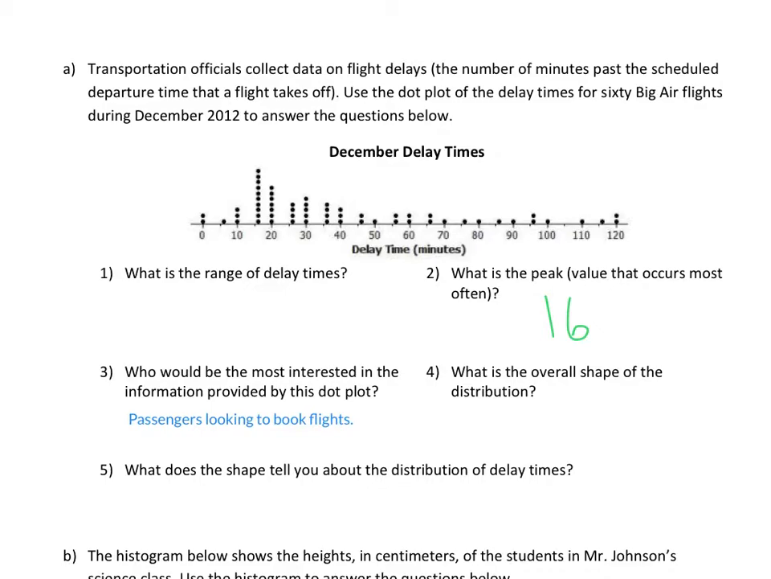And the overall shape. So if I were to draw a curve over this, it looks like I have a tail end on the right-hand side. We have our bigger portion here, and then it tapers off. So because the tail is on the right, we would say that it is skewed right.